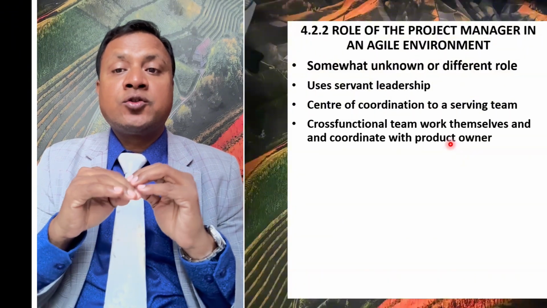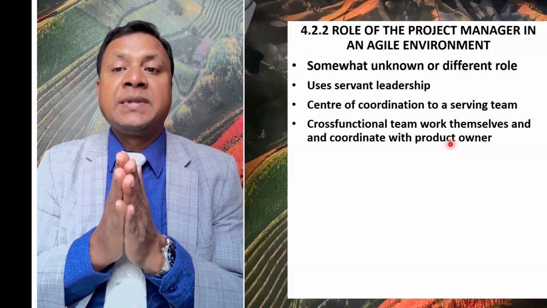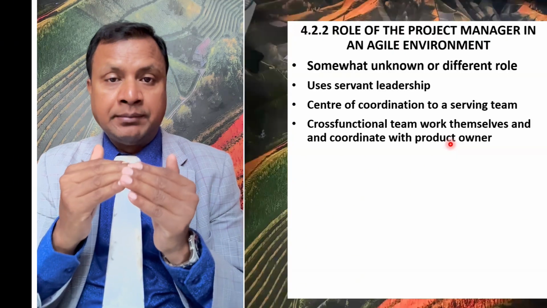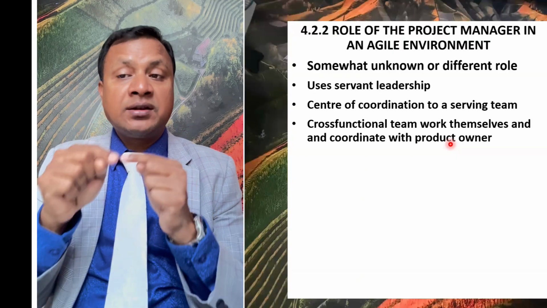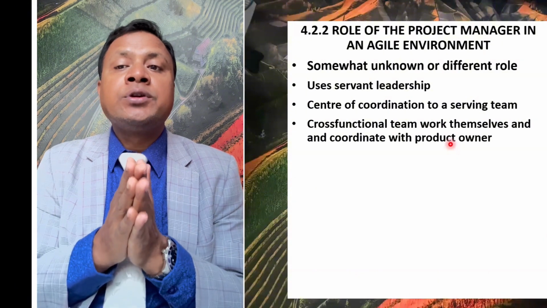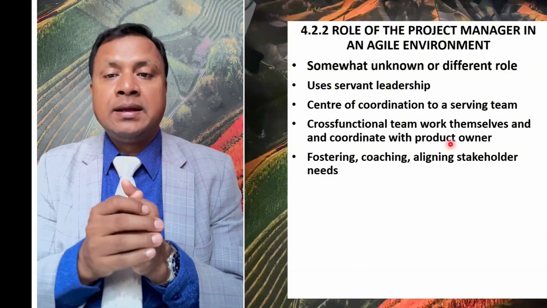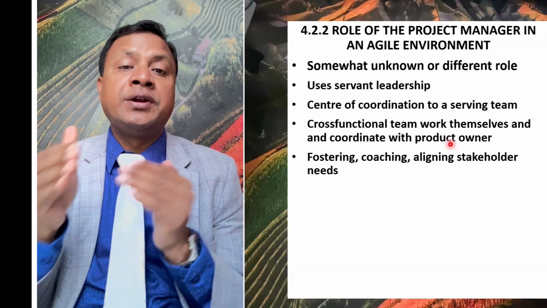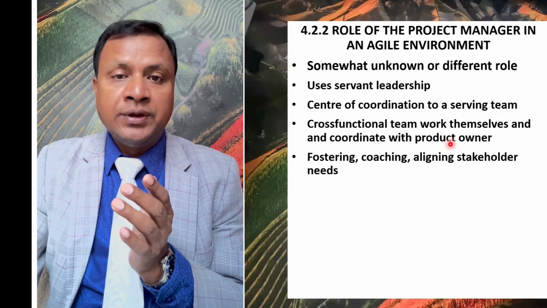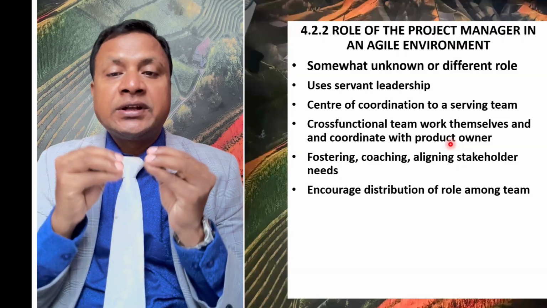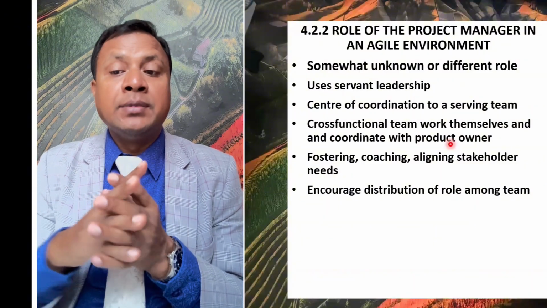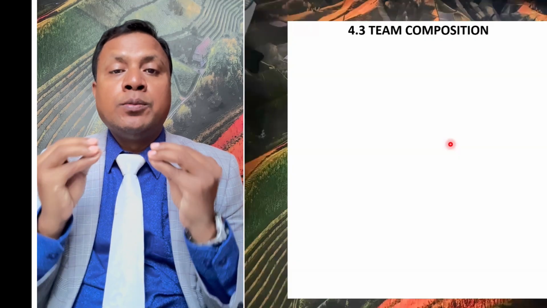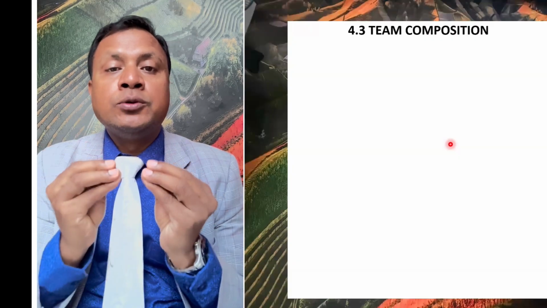He ensures the cross-functional team works by themselves and coordinates with the product owner. So the project manager ensures an environment where the cross-functional team works independently and coordinates with the product owner regularly. He ensures this by fostering, coaching, and aligning stakeholder needs to the value of the product. He also encourages distribution of roles among team members. Now, how will the team be composed, what will the team consist of?